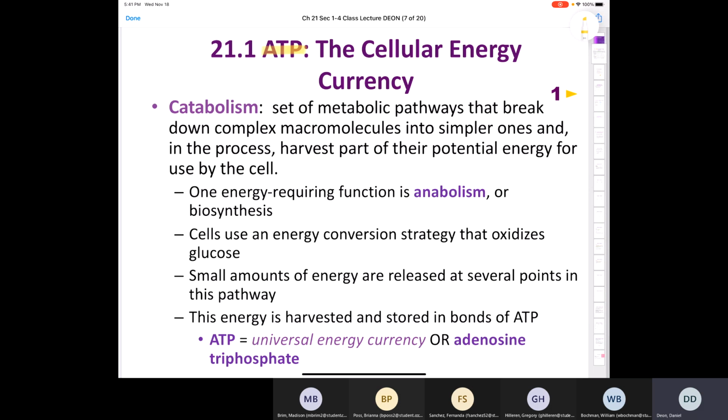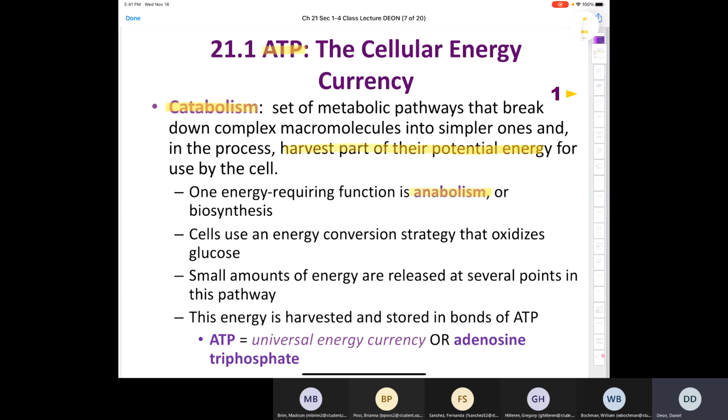ATP plays roles in both what's called catabolism and anabolism. So let's define what those are. It says catabolism is a set of metabolic pathways that break down complex macromolecules into simpler molecules, and in the process, we harvest part of their potential energy for use by the cell. So once we harvest that energy in catabolism, what can we use that energy for? Well, one energy requiring function is anabolism or biosynthesis.